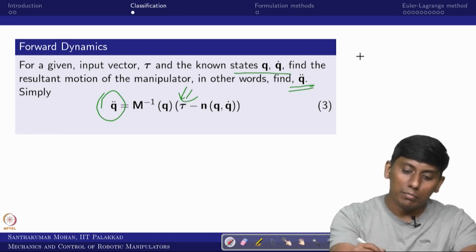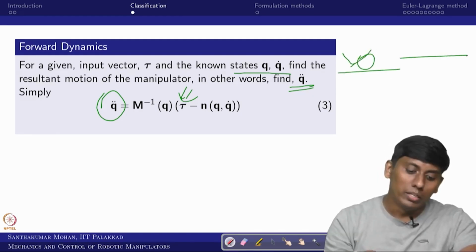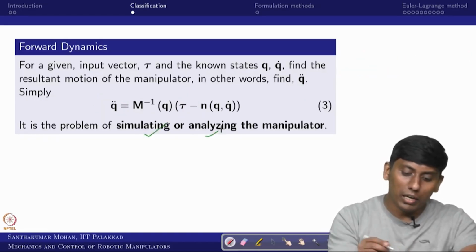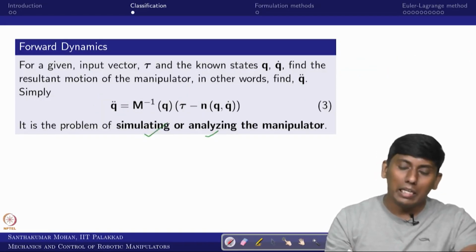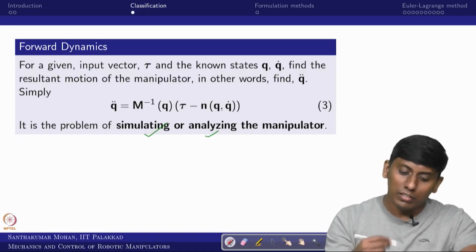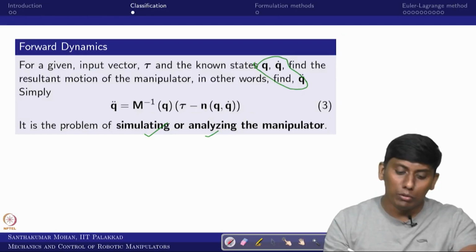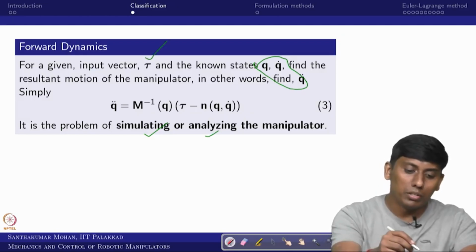So this is something like you have one ball and you are kicking it, so the ball is rolled, that kind of thing. Okay. So this is what you can see simulating or analyzing the manipulator. Obviously the converse of this is the opposite side, where the q dot and q double dot would be known, and you are trying to find out what is tau.